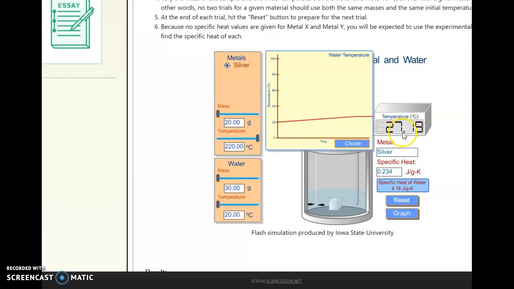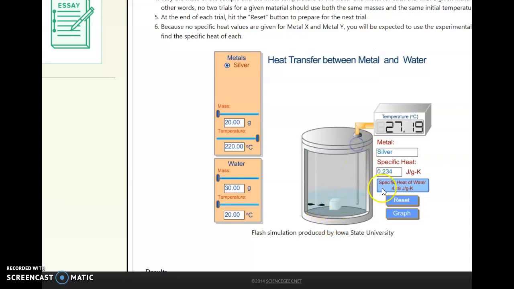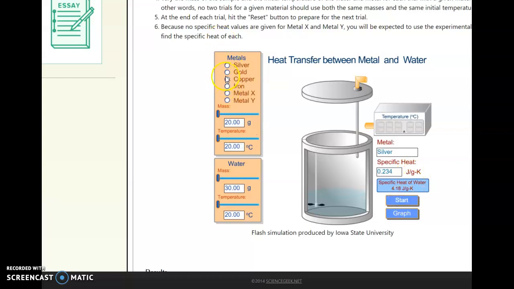In this case, I would say it's about 27.19 degrees Celsius. That would be the final temperature of the water, and in this case, that's also the final temperature of the piece of metal itself. So the piece of metal decreased its temperature. It went from 220 degrees Celsius to 27 degrees Celsius, whereas the water increased its temperature from 20 degrees Celsius to about 27.19 degrees Celsius. So there was a transfer of heat from the metal into the water. Once I select a particular metal, I can also see that they're giving me the specific heat of that metal. In this case, the specific heat of silver is 0.234 joules per gram degree Celsius. I can do the same thing with any of these other materials as well.